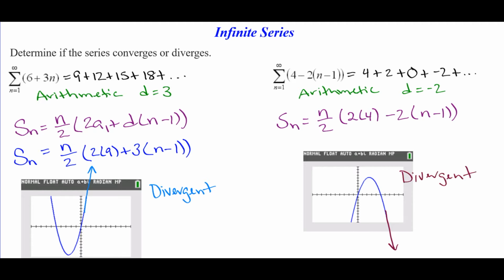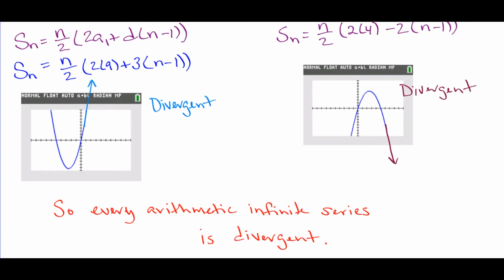Both of these were arithmetic summations or arithmetic series. One had a positive d value, one had a negative d value. So from this, what we can see is regardless of what kind of arithmetic sequence or summation I have, when I look at the finite summation formula, I'm going to have a parabola which is either going up forever or down forever on the right-hand side. So every arithmetic infinite series is divergent.